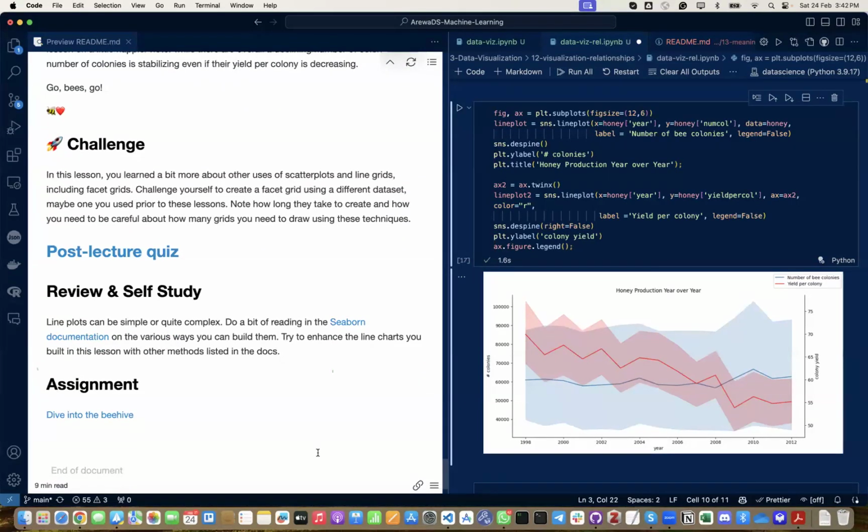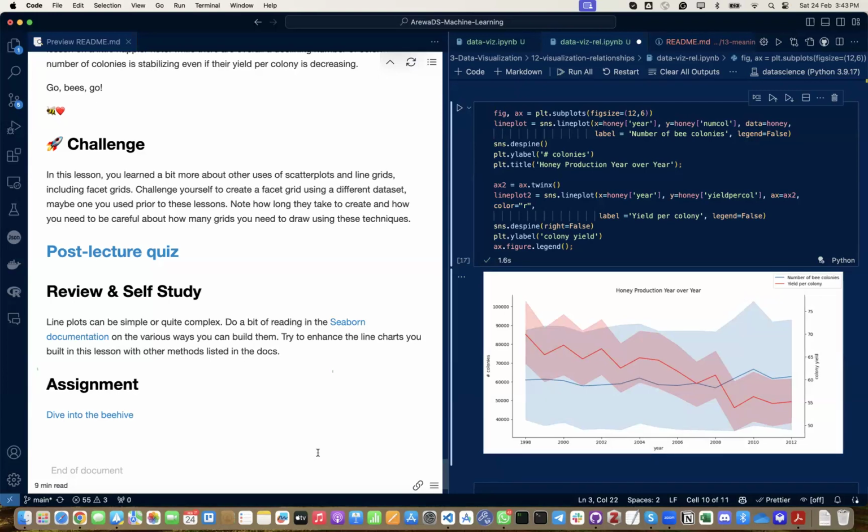You learned a bit about other uses of scatter plots and line diagrams, including facet grids and also dual line plots. So challenge yourself to create a facet grid using a different data set. You can either use a different data set or you can plot some of these things using different columns. For example, here we plotted the dual line plot and we saw the relationship between the number of bee colonies and the yield per colony. You may say as a challenge, now I want to superimpose two line plots of price and quantity so that you see how those two variables relate or interact with each other.